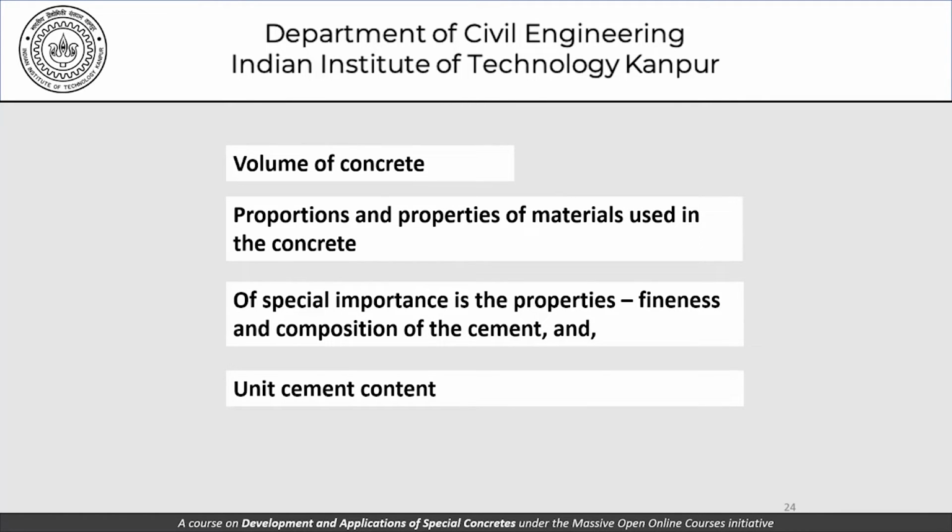Of course, it's not only the total heat that is generated, but also the rate at which it is generated. Both these things are very important: the total amount and the rate of generation. This rate of generation, as a matter of fact, is determined by the composition and fineness of the cement. If it has more C3A, the rate of generation is rapid in the initial part compared to some cement which does not have so much C3A.